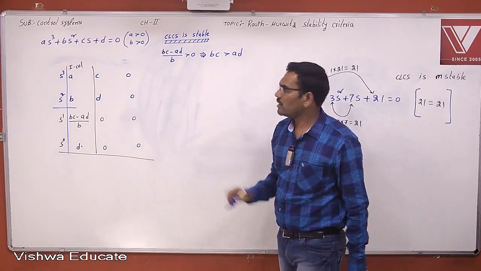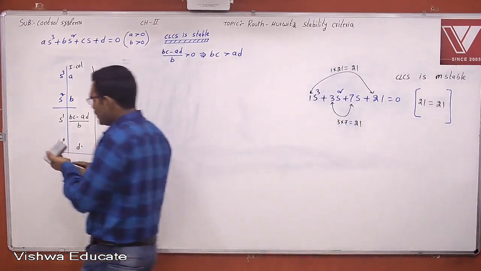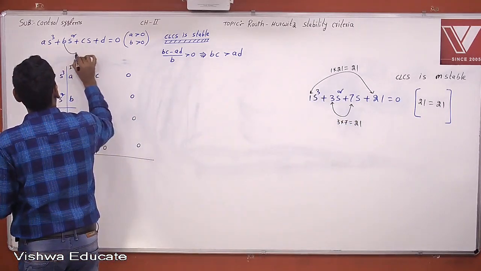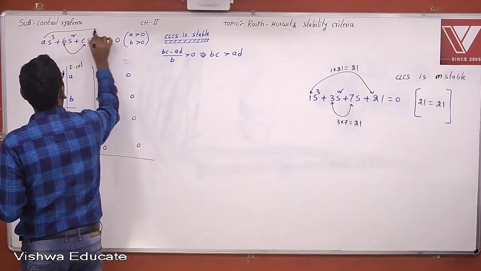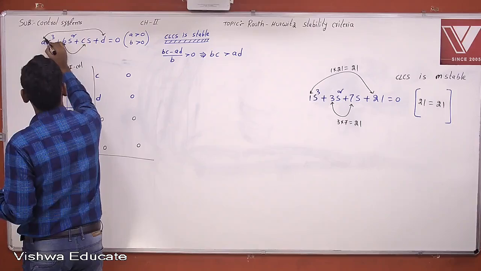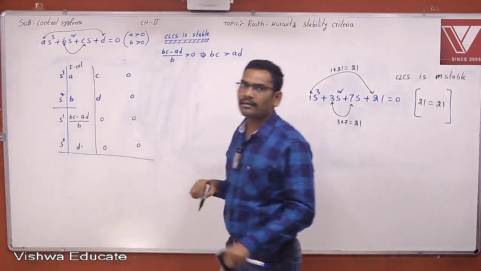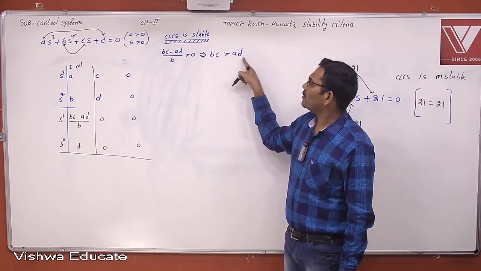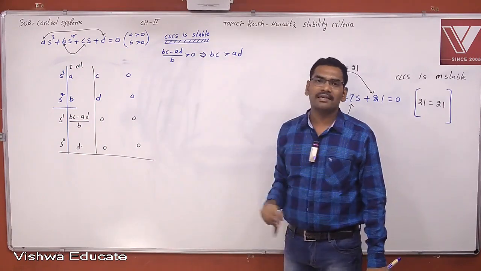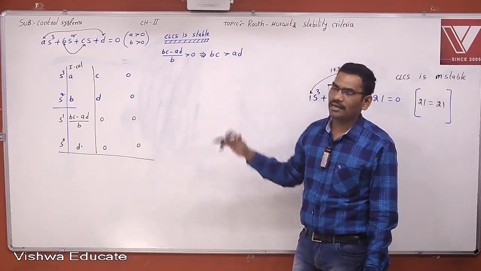Students, if you observe, what is BC? This BC is nothing but the internal quotient product. What is AD? The AD is nothing but the external quotient product. What I am saying, as in previous questions earlier, is the shortcut method. BC, the internal quotient product, is greater than the external quotient product such that the system is stable. That is the shortcut method which is given by RH only.